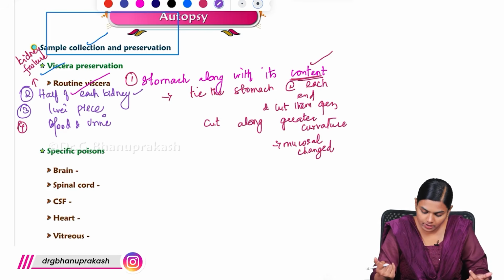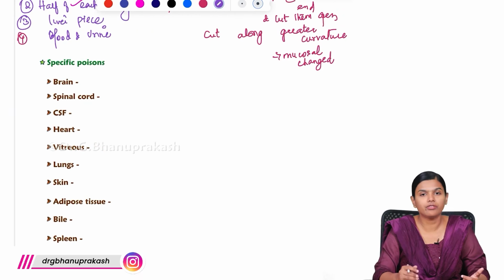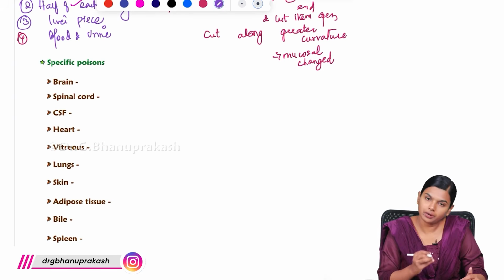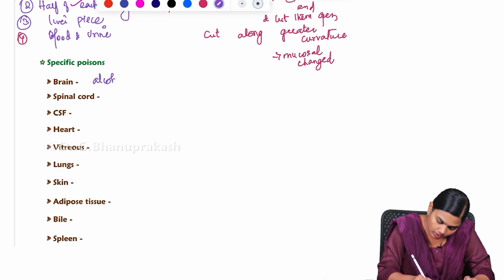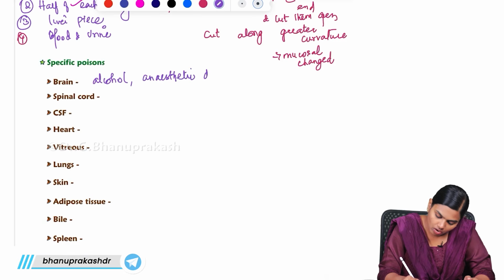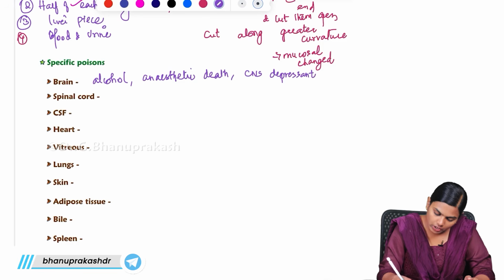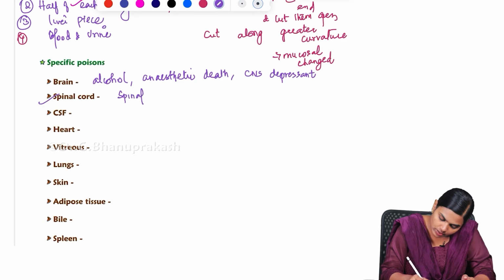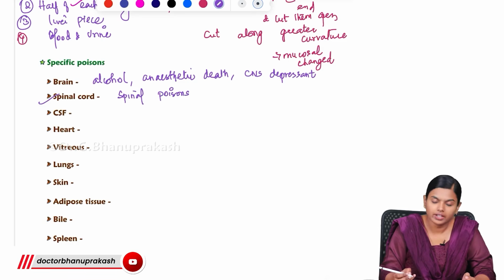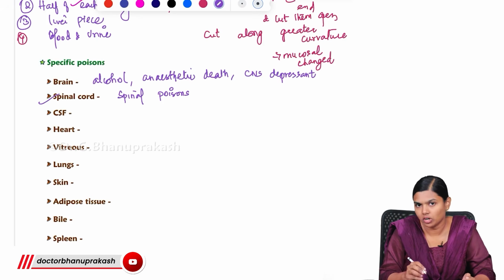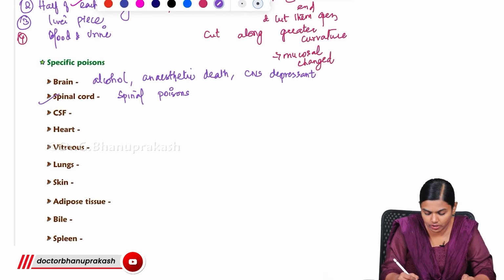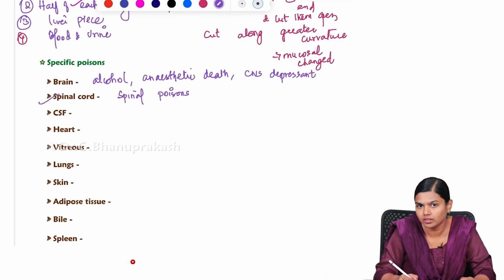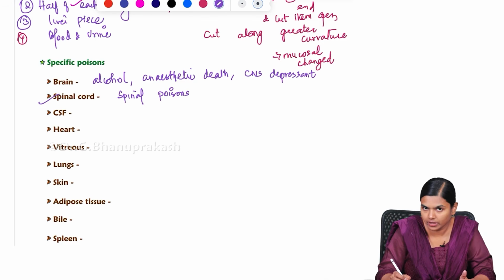But there are certain scenarios where you will have to preserve a few other samples. Like you will have to preserve brain if it is a case of alcohol or anesthetic death or any other CNS depressant poisoning. So inebriant, all those cases you will be preserving brain. And spinal cord, for all the spinal poisons. In spinal poisons you will be preserving spinal cord. Do we know any spinal poison? Strychnine, right? So for strychnine you will be preserving spinal cord.